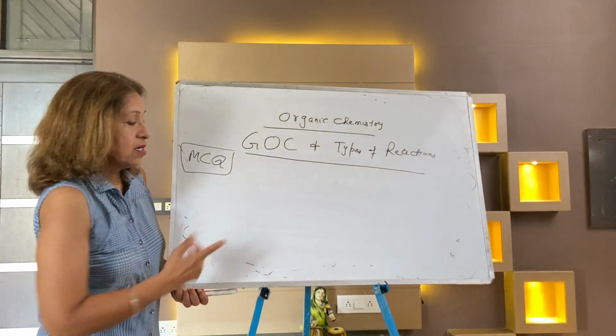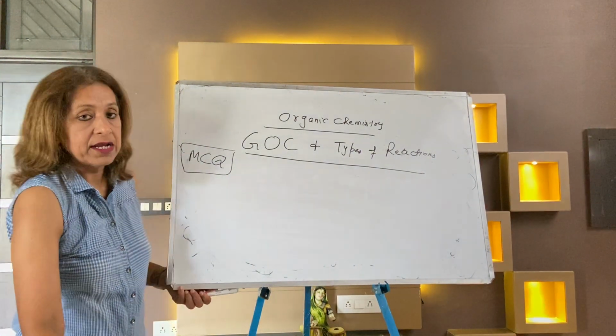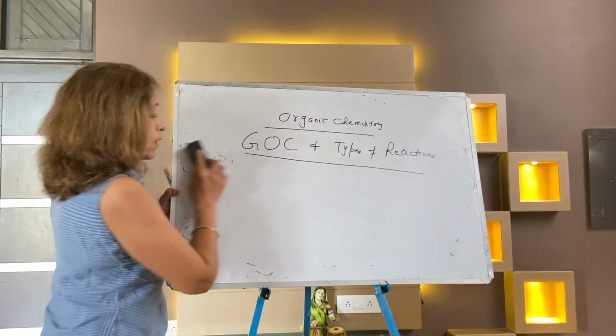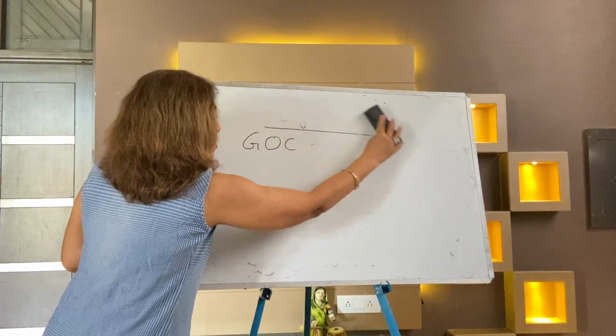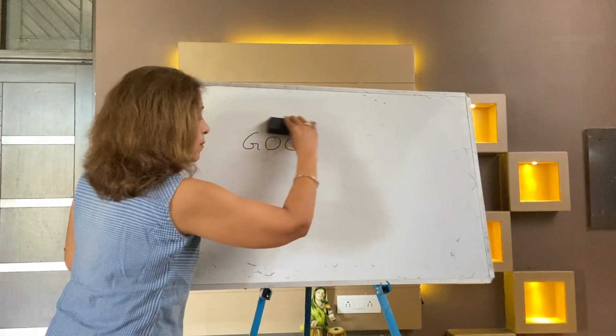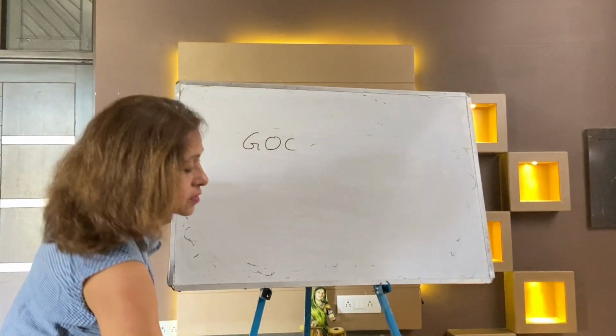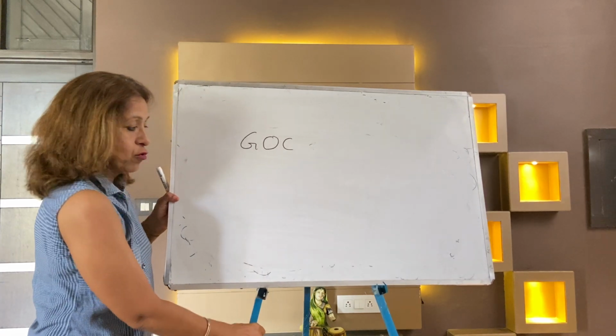Let me start. First of all, write down general organic chemistry. General organic chemistry is the chemistry linked with hydrocarbons. A hydrocarbon is a compound of carbon and hydrogen.